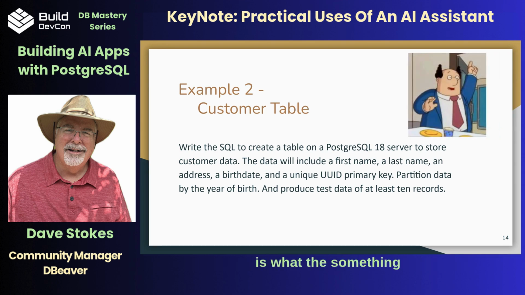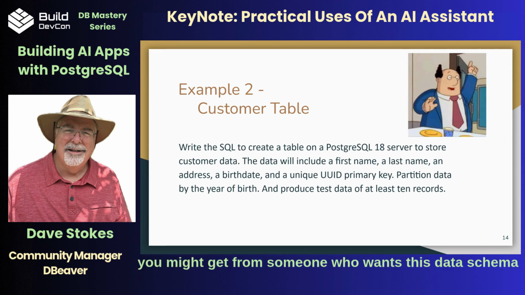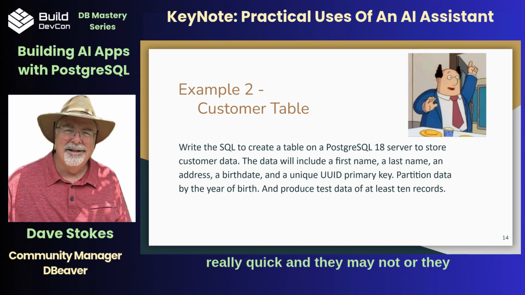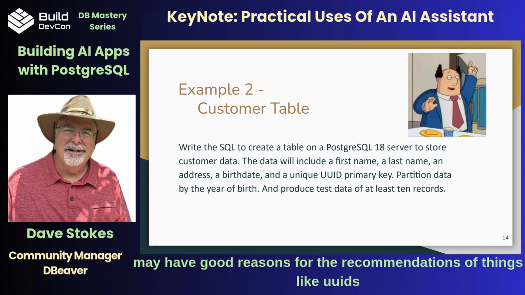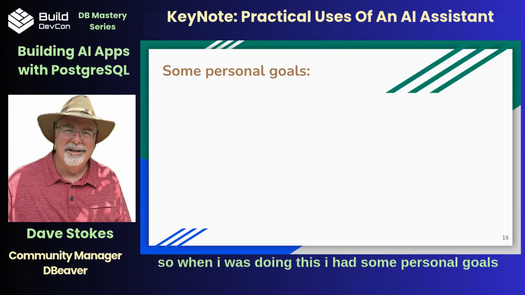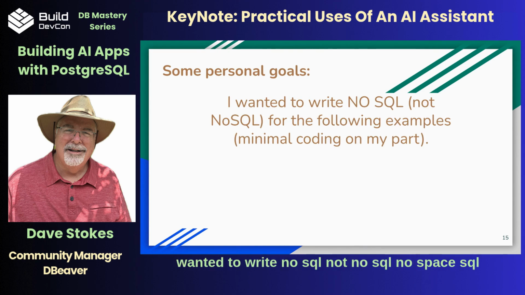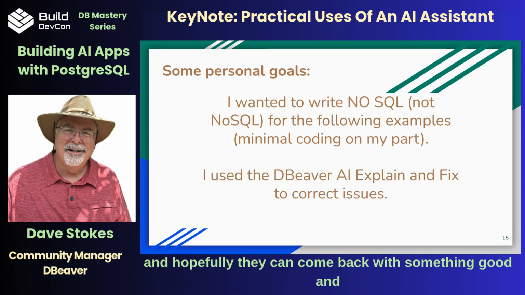This is something you might get from someone who wants this data schema really quick, and they may have good reasons for the recommendations of things like UUIDs. So when I was doing this, I had some personal goals. I wanted to let the AI do the majority of the heavy work. I wanted to write no SQL, not NoSQL, no space SQL. I wanted to do the absolute minimum that I could. It's kind of like I hand this off to my minion who goes off and does the work and comes back, and hopefully they can come back with something good.